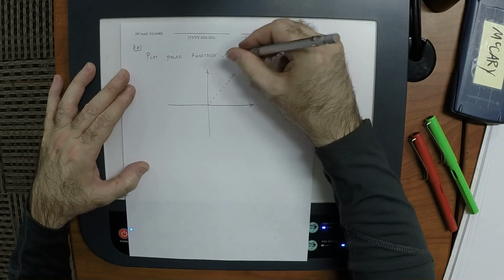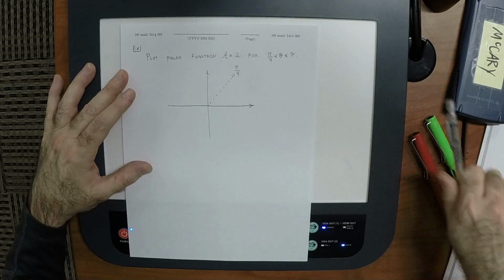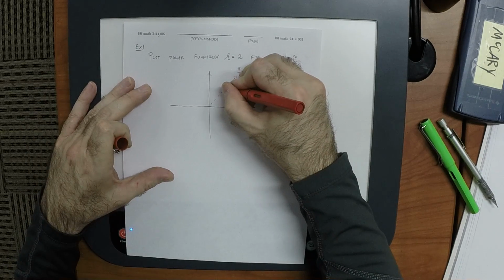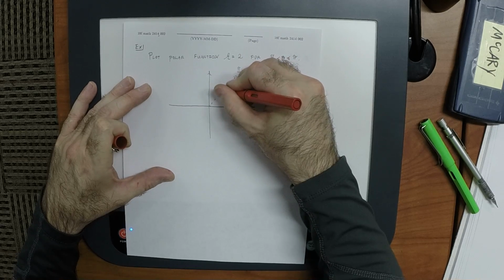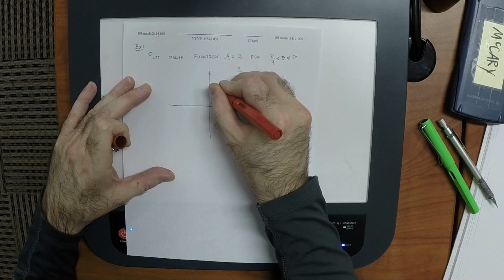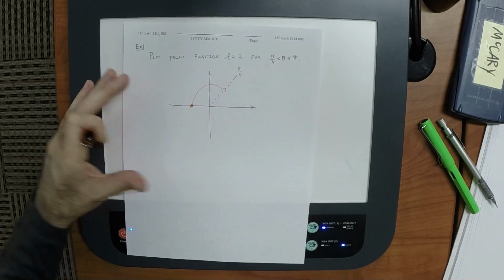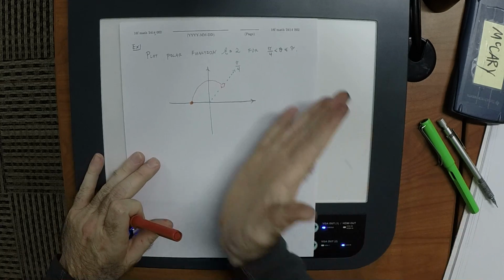If that's pi over 4 there, then the plot that we're talking about would be 2, okay. So can you see it?